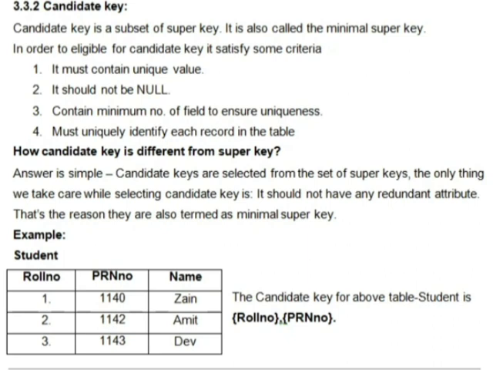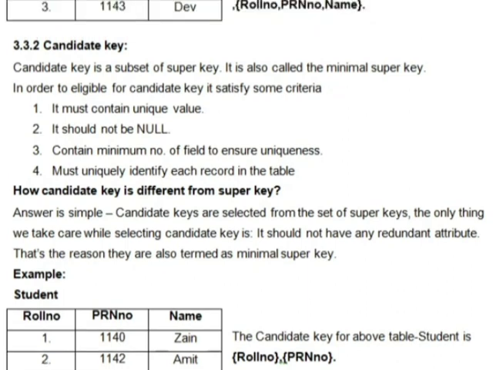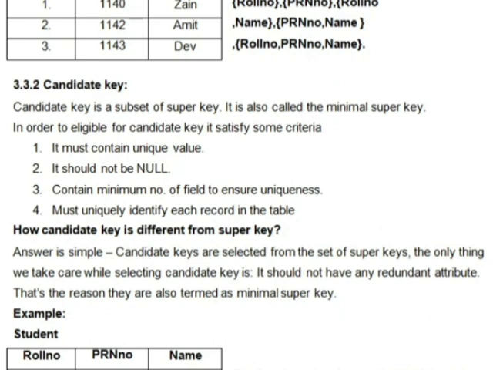So when we consider a candidate key, first we will have a super key. Out of the super keys, we will identify the candidate keys, which are nothing but some keys picked from the set of super keys. For example, in the previous example, the super keys we identified are roll number, PRN number, then roll number and name together, PRN number and name together, and roll number, PRN number and name all together.